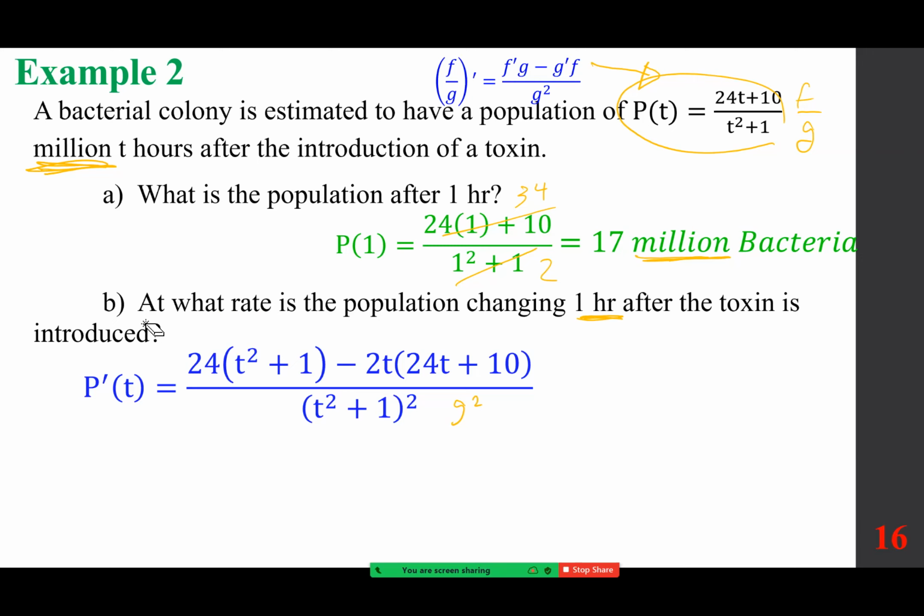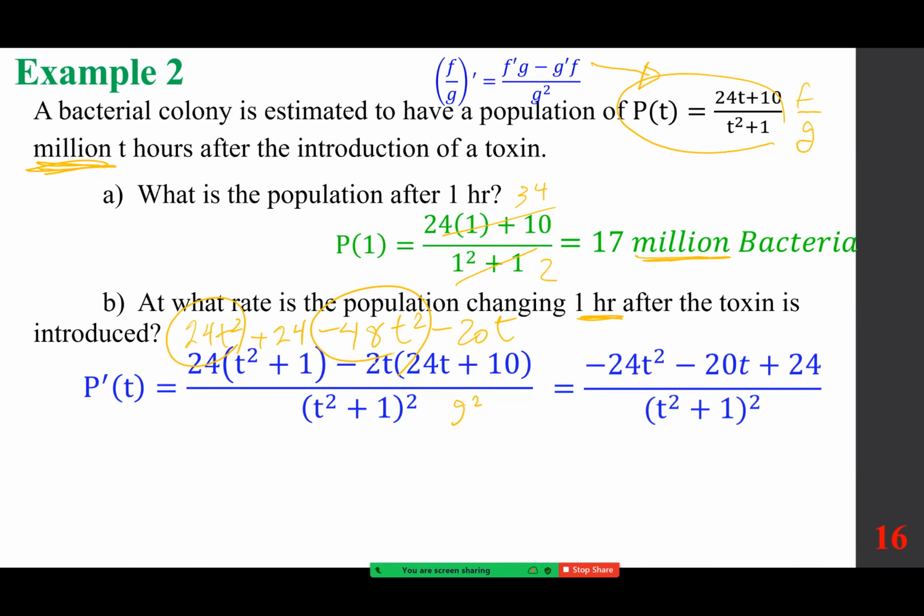And now this is 24t squared plus 24 minus 48t squared minus 20t. And these two, we can combine into negative 24t squared, and we write the rest. Negative 24t squared minus 20t plus 24 over t squared plus 1 quantity squared.